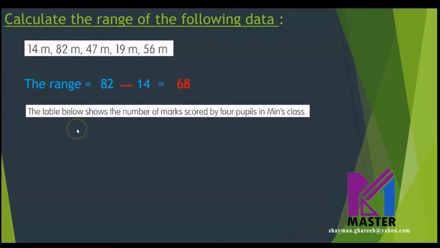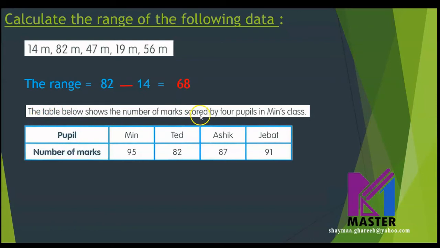The table below shows the number of marks scored by 4 pupils in maths class. So we have here the marks of the 4 pupils. How to calculate the range? The biggest value. Which one is the biggest value? The 95. And which one is the smallest value? Is the 82. So the range will be 95 minus 82, which is 13.